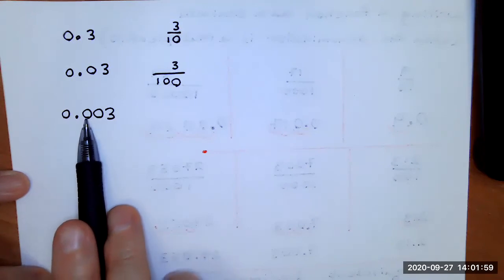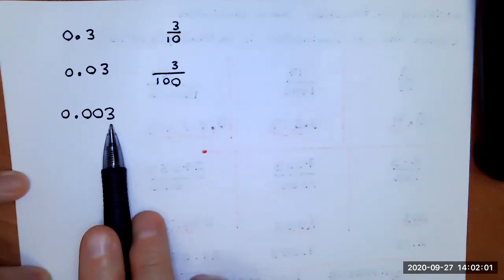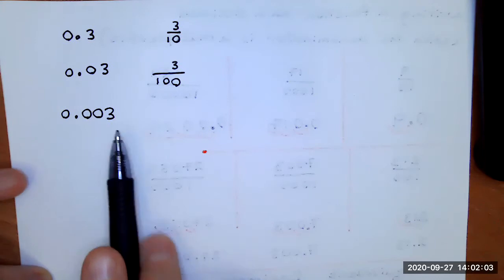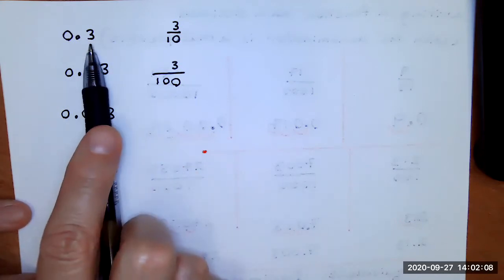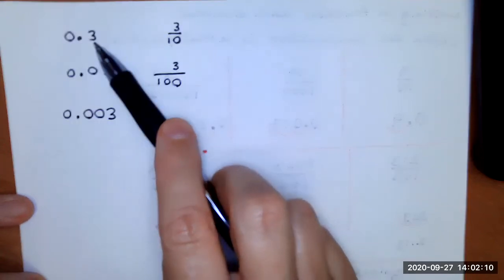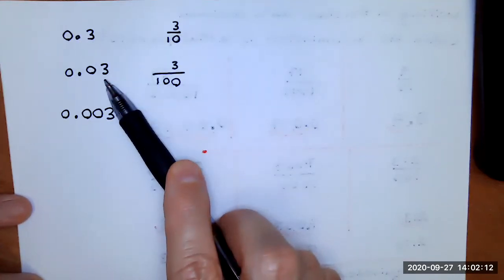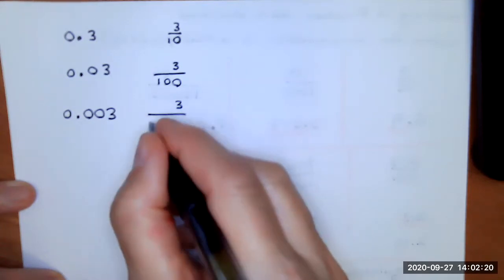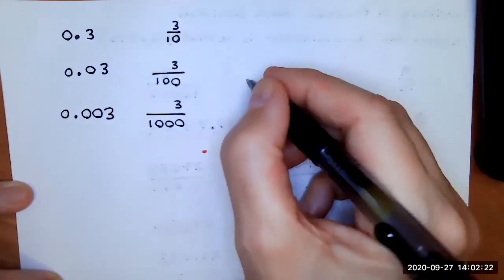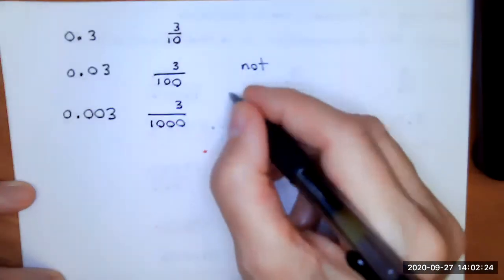So if you put zeros in front of the non-zero digit, you change it. You can also see that here the 3 is in the tenths place, here the 3 is in the hundredths place, and here the 3 is in the thousandths place. So these are not equivalent.